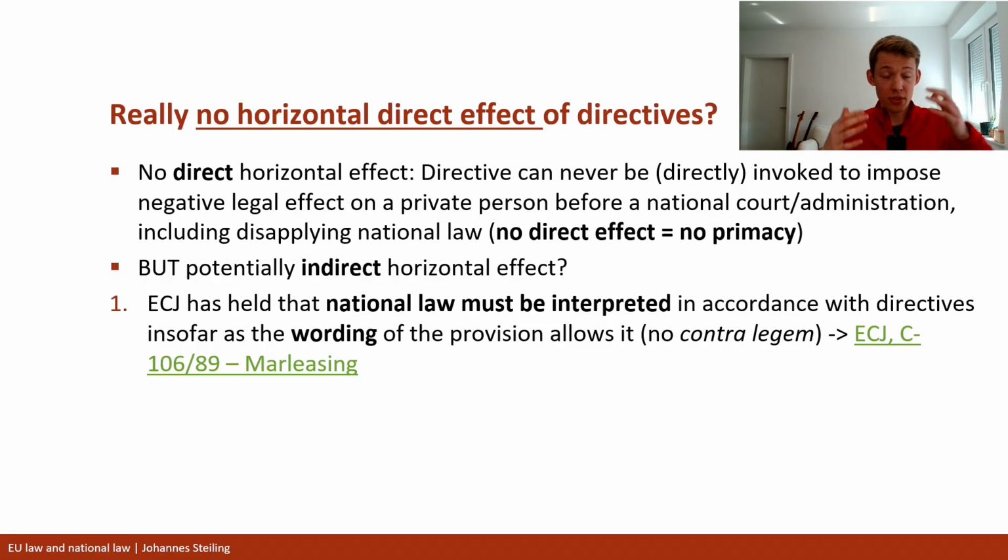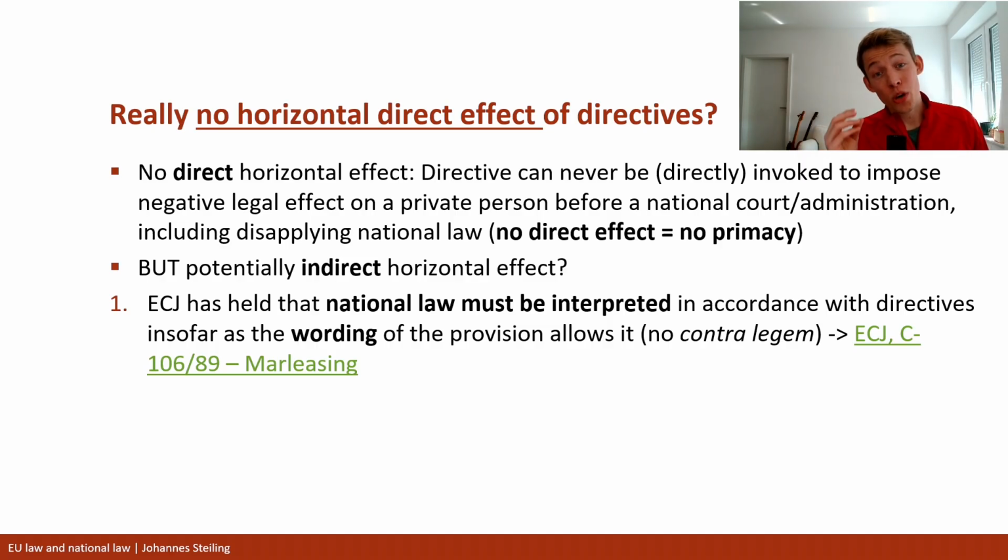So for example, take the right to withdrawal. I order something at a shop online. My national law doesn't have a right to withdrawal, but it has a provision that can be read as a right to withdrawal until like day 14. So now I can't invoke the directive. I can't say I have a right to withdrawal from the directive. I can't disapply national law because there's no direct effect of the directive.